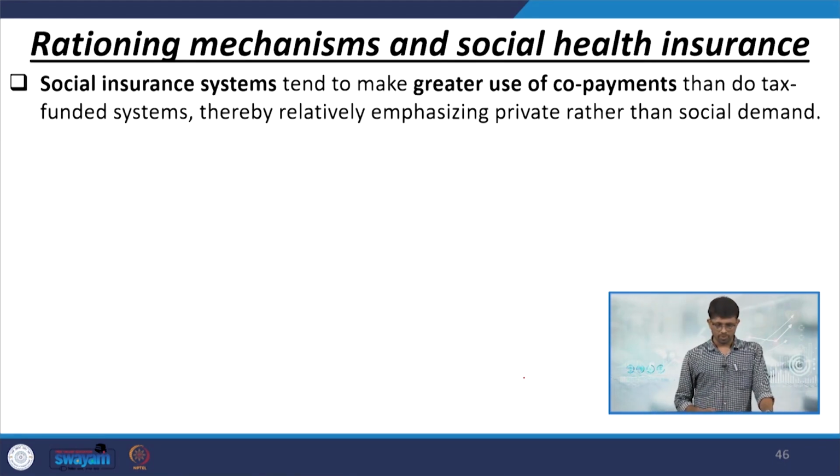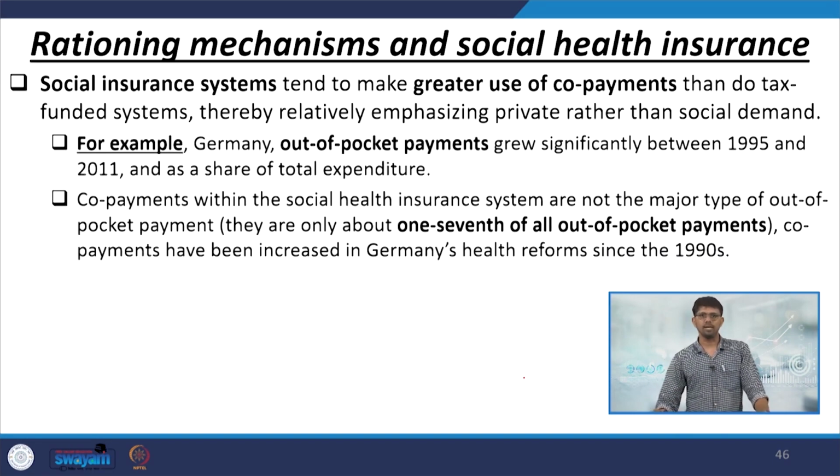We have discussed that. Now, in the last couple of slides, we try to understand the difference between rationing mechanisms and the social health insurance scheme. Social health insurance tends to make greater use of co-payments than do tax funded systems, thereby relatively emphasizing private rather than social demand. Especially in Germany's case, out of pocket payments grew significantly between 1995 and 2011, as a share of their total expenditure. The co-payments within the social health system are not the major type of out of pocket payments. They are only about 1/7 of the total out of pocket spending.